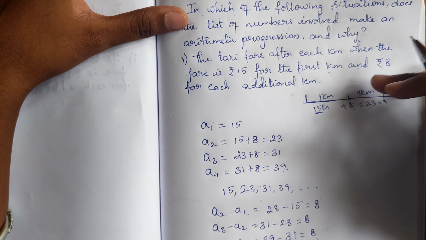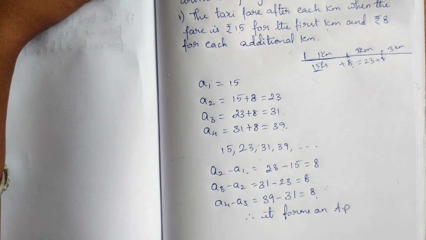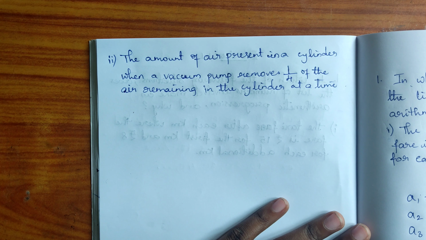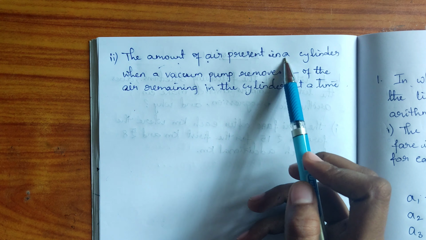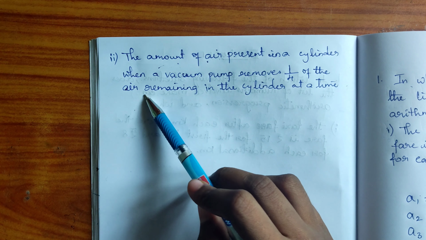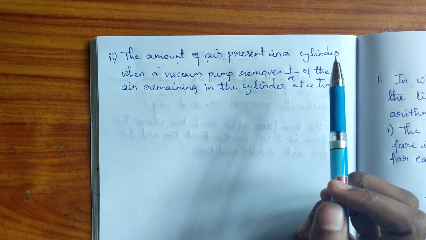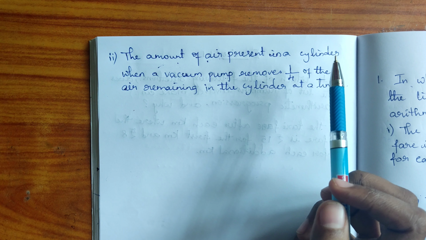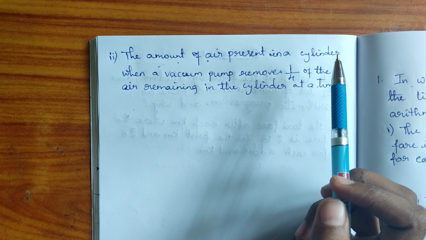Simple. So for each situation we need to find whether it forms an AP or not. Let us see the second situation. The second situation is the amount of air present in a cylinder when a vacuum pump removes 1/4 of the air remaining in the cylinder at a time. It means there is an amount of air present in the cylinder. 1/4 of that air is removed, and what remains, again 1/4 of that is removed. When we keep on removing, does the amount of air form an AP or not? We need to find.